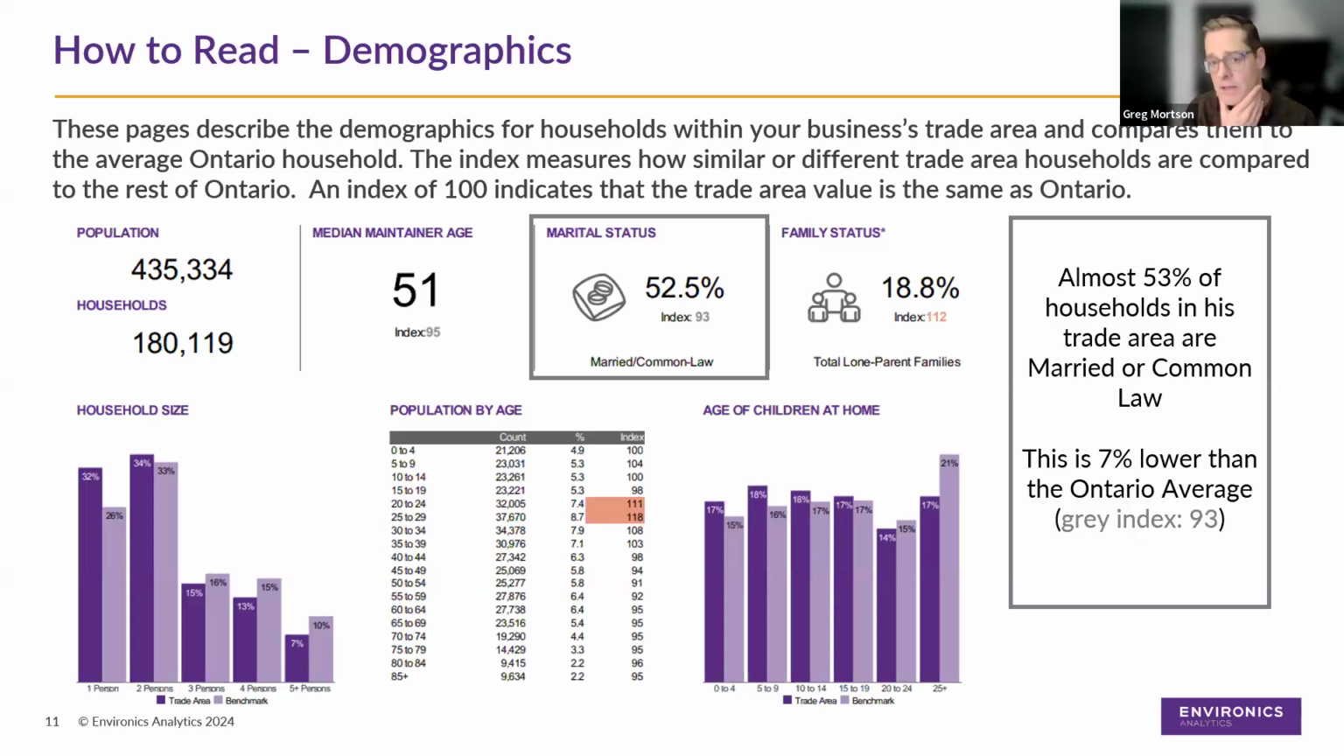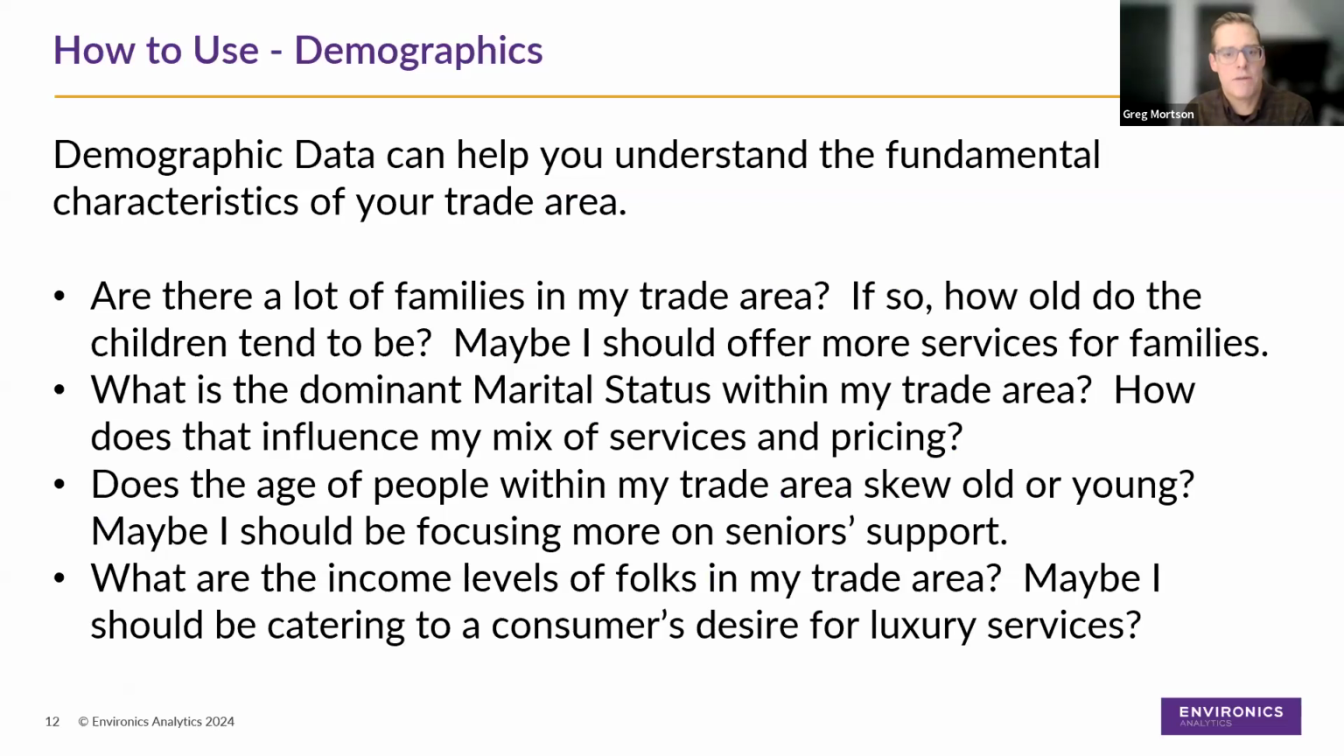So what we're doing here is putting these values into context for you, helping you make sense of them to let you know: is it high, is it low, based on the provincial average? Or think of it another way, what makes my trade area unique? What makes the people and the households in my area unique? And how does that help me connect with them better? How do I make decisions about my business in light of this information to help me better serve them? So a few ways in which you could use these insights, for example: are there a lot of families in the trade area?